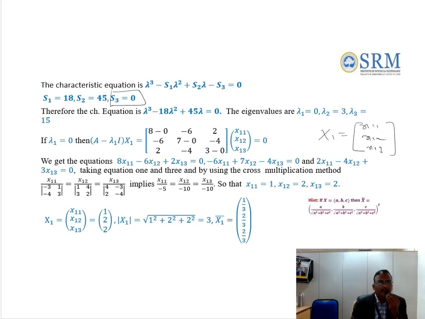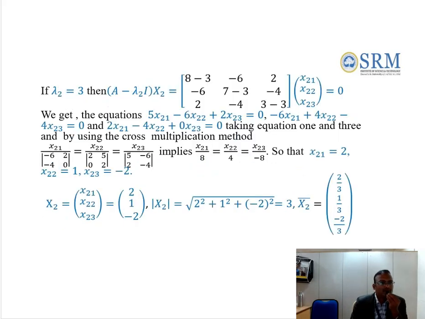If you take the first two equations and use the cross multiplication rule, we find that x11 equal to 1, x12 equal to 2, and x13 equal to 3. This is a formula which you have seen already. Therefore x1 equal to (1, 2, 3), and the length of the vector x1 is the square root of 1 square plus 2 square plus 3 square, that is equal to 3. Then the normalized eigenvector is (1 by 3, 2 by 3, 2 by 3).